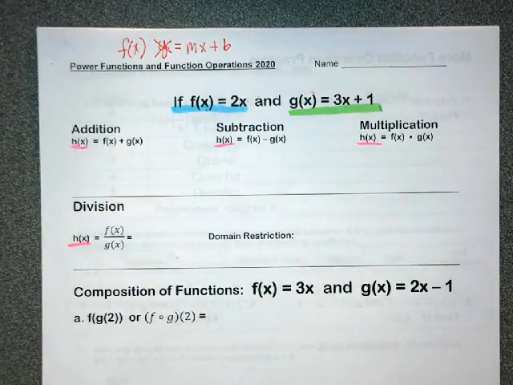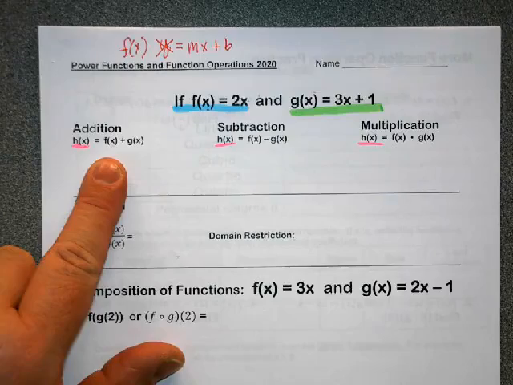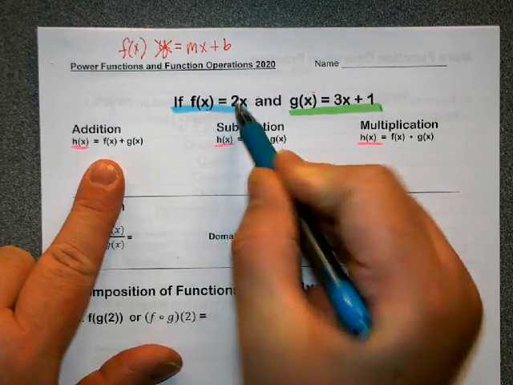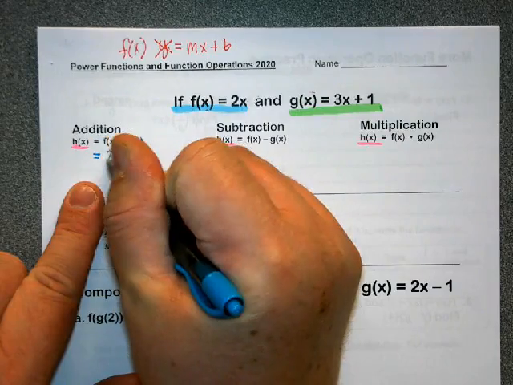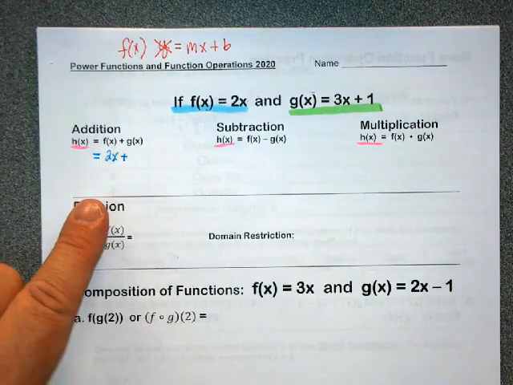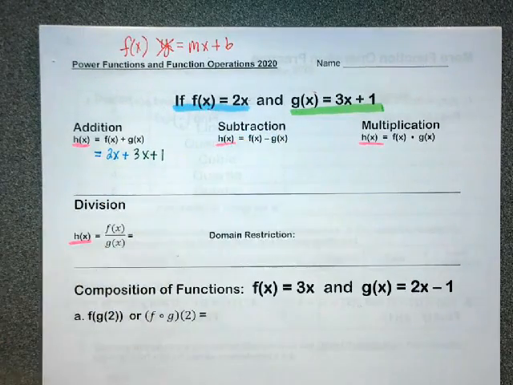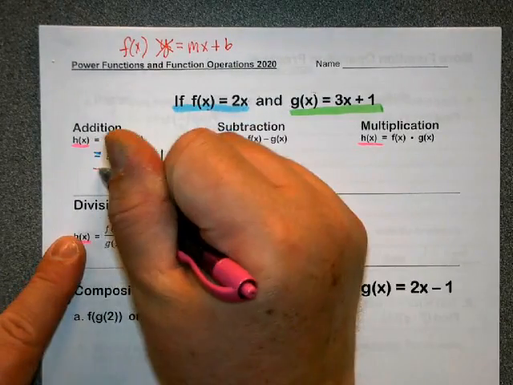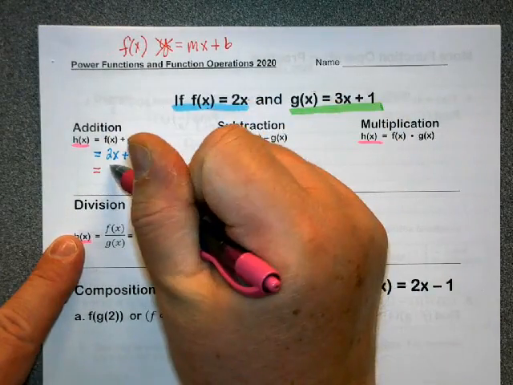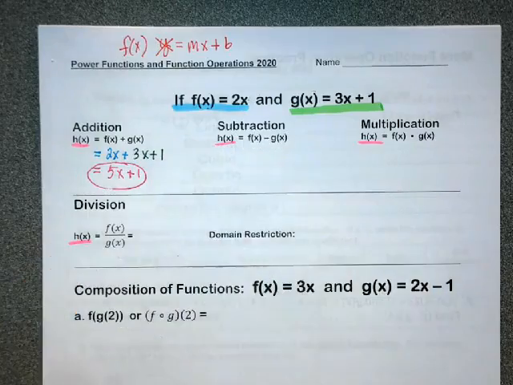All right, so let's apply our mathematical operations to our two functions. We're going to take the f of x, which is 2x, so this equals 2x plus the g of x, which is 3x plus 1. Pretty easy, right? And we do have to simplify this. 2x plus 3x is 5x, and then I have my 1. There's my answer.